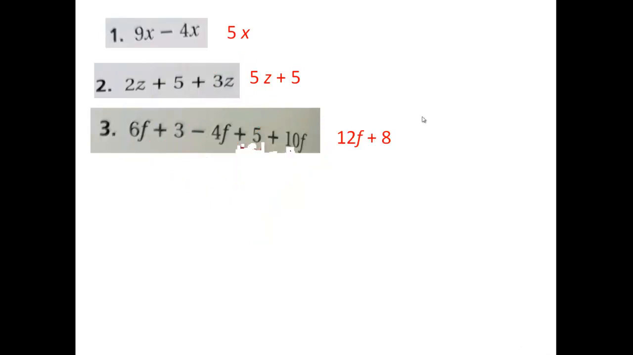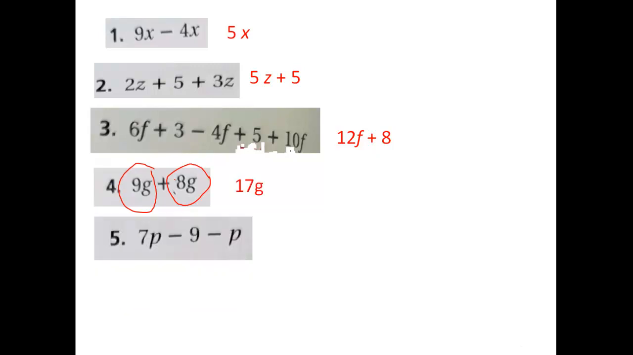Let's see the next one. We have here 9g and 8g. Are they the same variable? Like terms or not like terms? Like terms means they have the same variable. They are like terms. So let's add or subtract both of them. What is the sign here? Positive. And what is the sign here? Positive. So it will be adding. 9 plus 8 equals 17g. Let's go next.